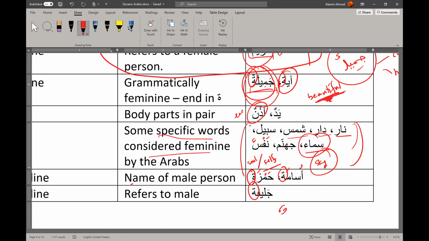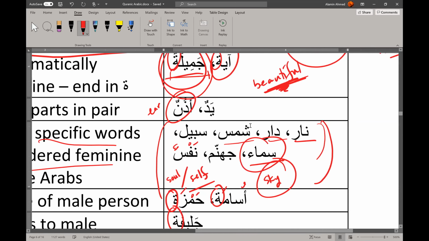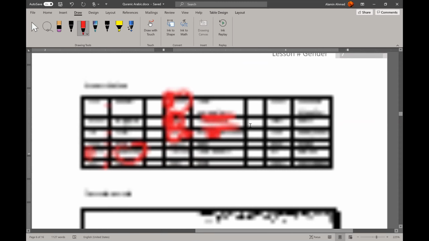When you memorize the other words, for example, bait, qalam, you don't have to think about masculine and feminine, because you understand masculine and feminine based on what? Based on whether it has a ta marbuta or not. But for these words, when you memorize them, make sure you keep in your mind that these are also feminine. Nar, dar, shams.